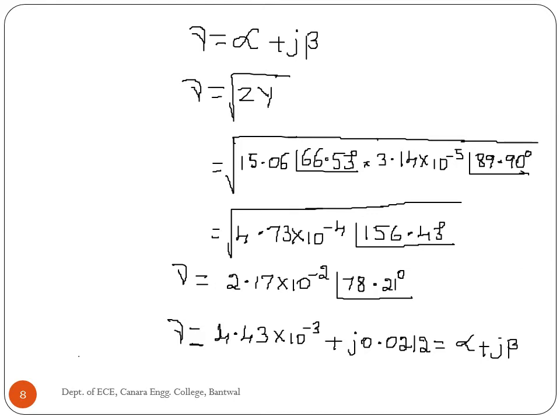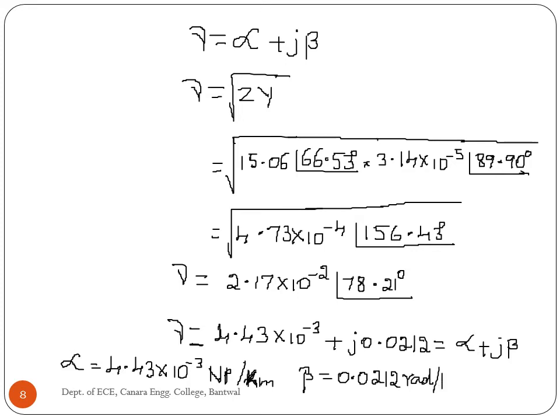Therefore, alpha is equal to 4.43 into 10 to the power minus 3 Napiers per kilometer, and beta is equal to 0.0212 radians per kilometer.